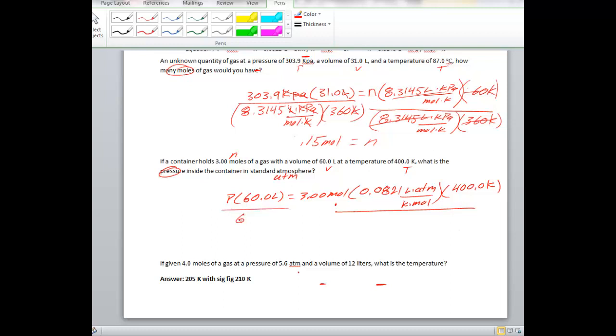I divide this side by 60 liters, so that cancels that out, and I have P by itself, so that's equal to, so we multiply the top together and then we divide by the bottom, and your answer should come out to 1.64 ATM. I'm going to go back up to this equation here. It looks like the answer has been erased somehow. So N equals 3.15 moles.